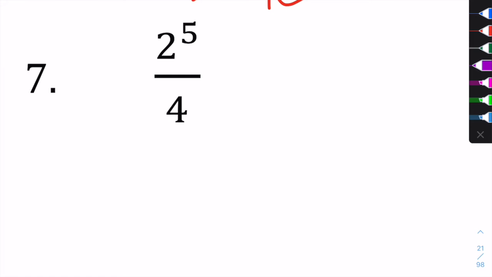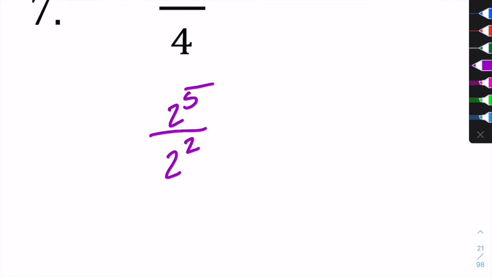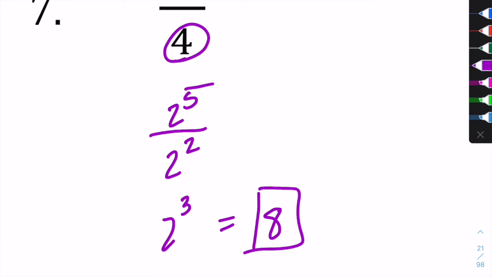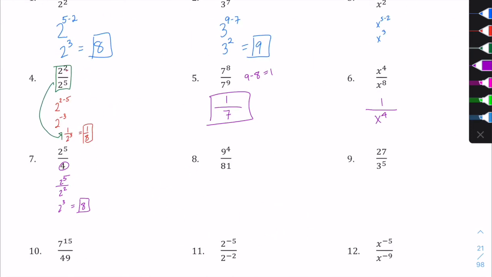2 to the 5th over 4. Well, they aren't even like bases. Haha, but we have some tricks up our sleeves. We see 4, and we're looking at the 2, and we're like, how can we make this all work together? Well, 4, of course, is 2 squared. Now they are same bases raised to different exponents. We can apply the quotient property. Could we have evaluated this without doing that? Sure, the numbers are small enough, but when the numbers get bigger, it won't work out as well. So we subtract the exponents, and we realize that's 2 to the third, or 8. All right.